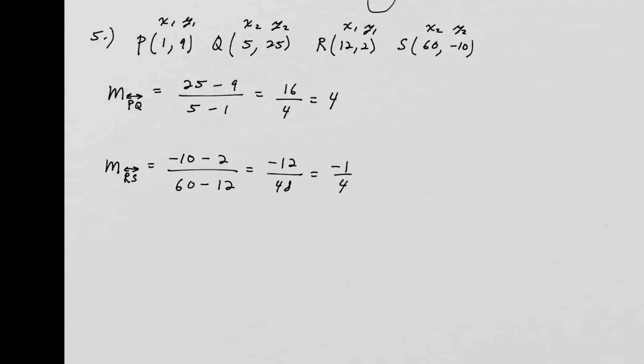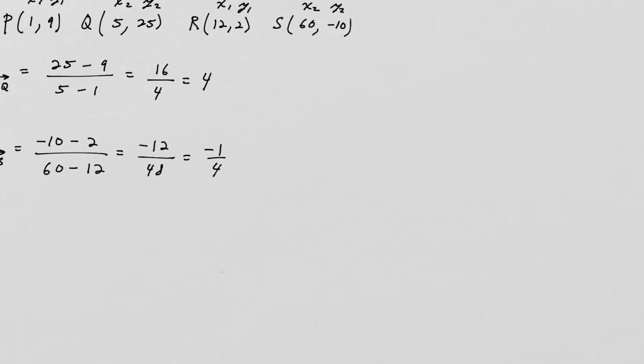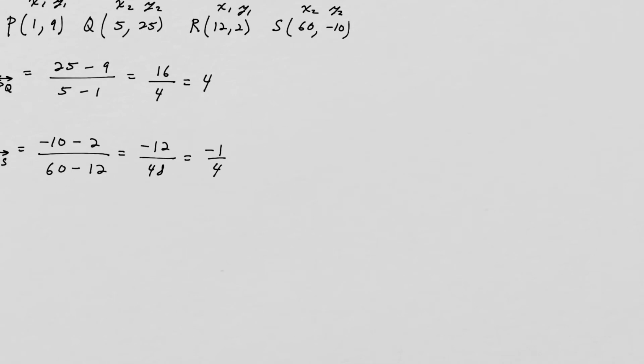Okay, so now we have to look at this. And remember the conditions for two lines being parallel, perpendicular, and neither. So in order for two lines to be parallel, the slopes would have to be equal. Well, clearly in this case, these slopes are not equal, right? So we have the first slope, the line PQ has a slope of 4, and the line RS has a slope of negative 1/4. So they're definitely not parallel, because those slopes are definitely not equal.